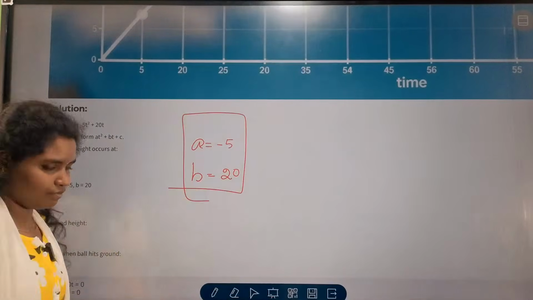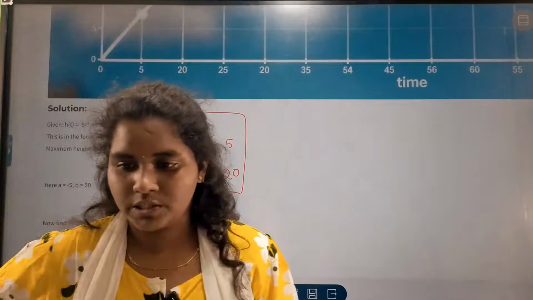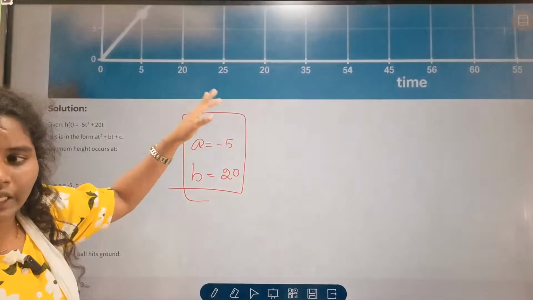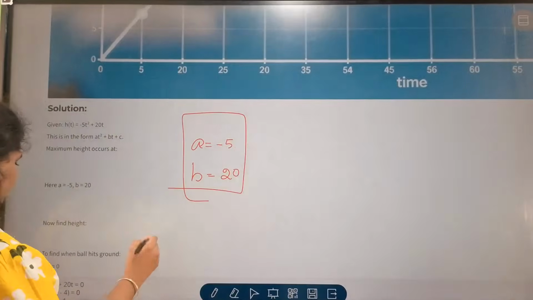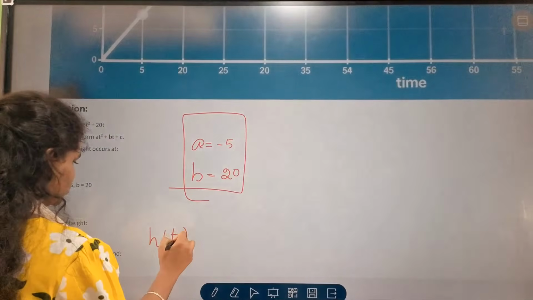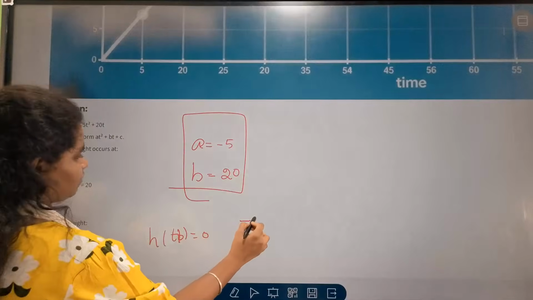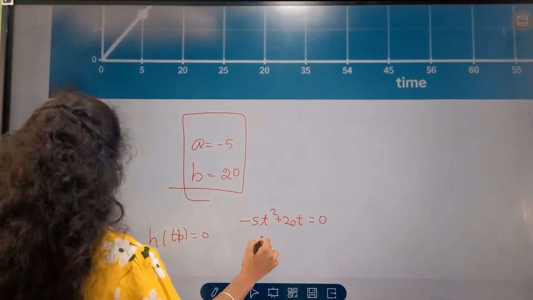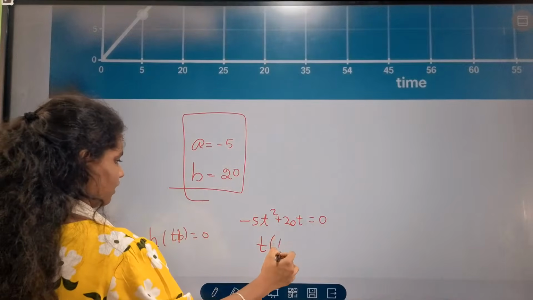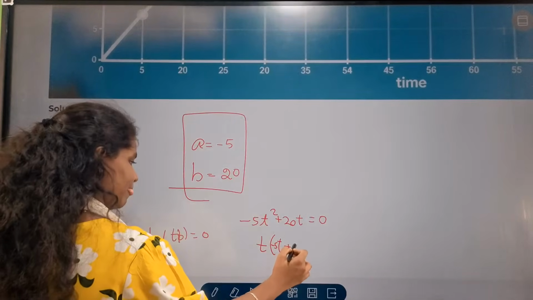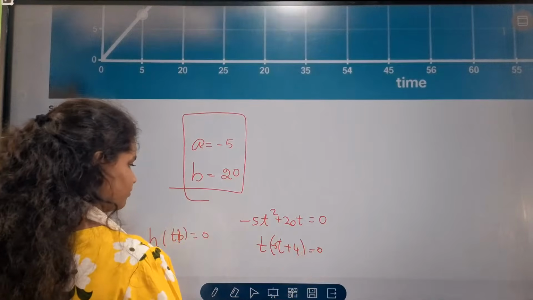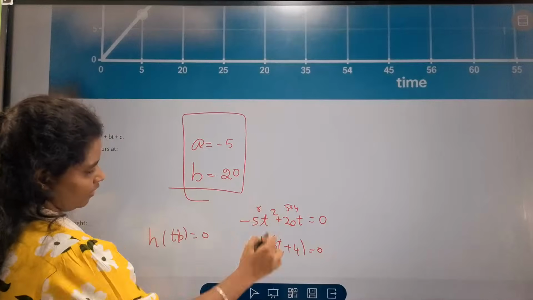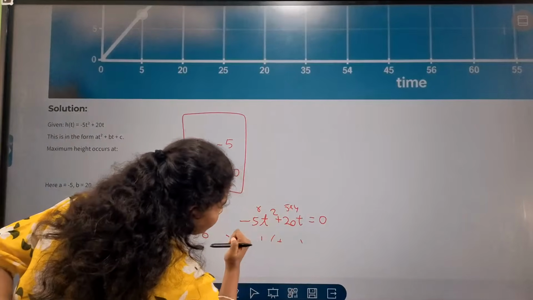We have to find the maximum height, right? That is, h of t we have to equate with 0. So h of t is equal to 0 means minus 5t square plus 20t is equal to 0. From this, taking t common, it's minus 5t plus 4 which is equal to 0, right? Here it's 5 into 4.